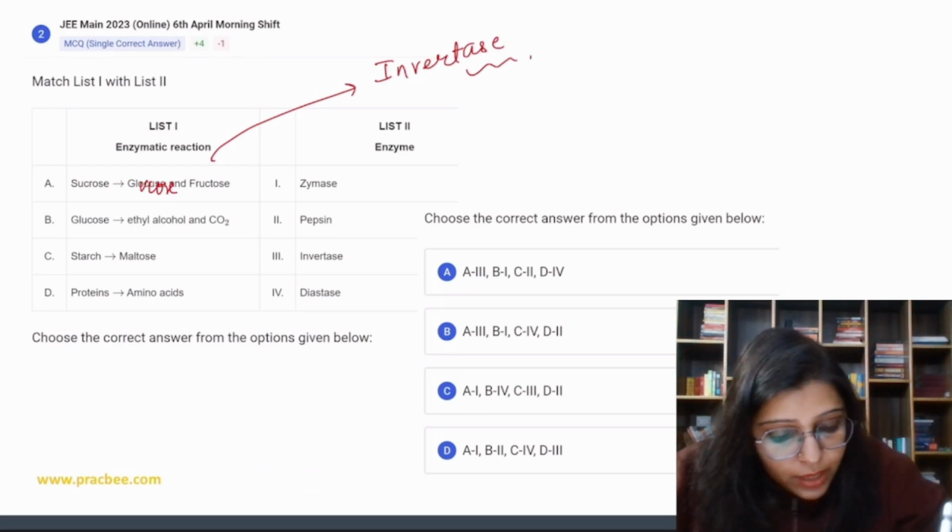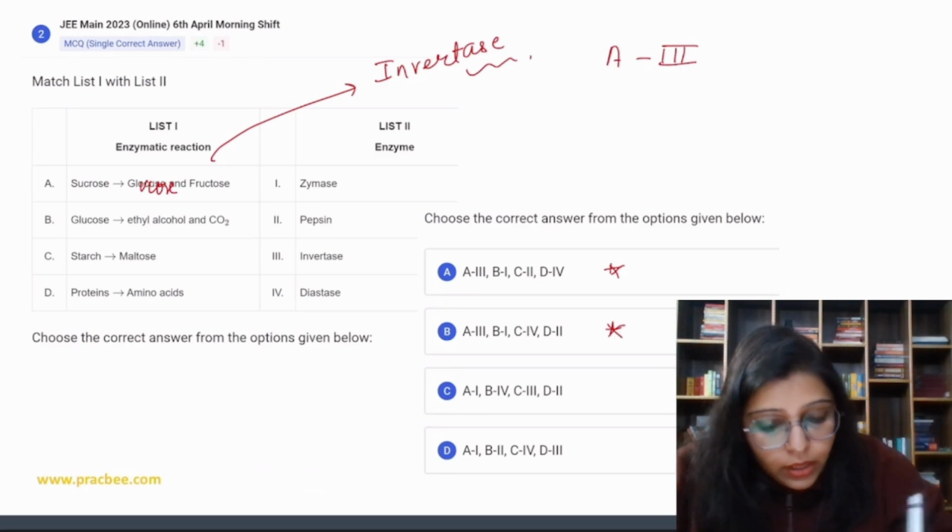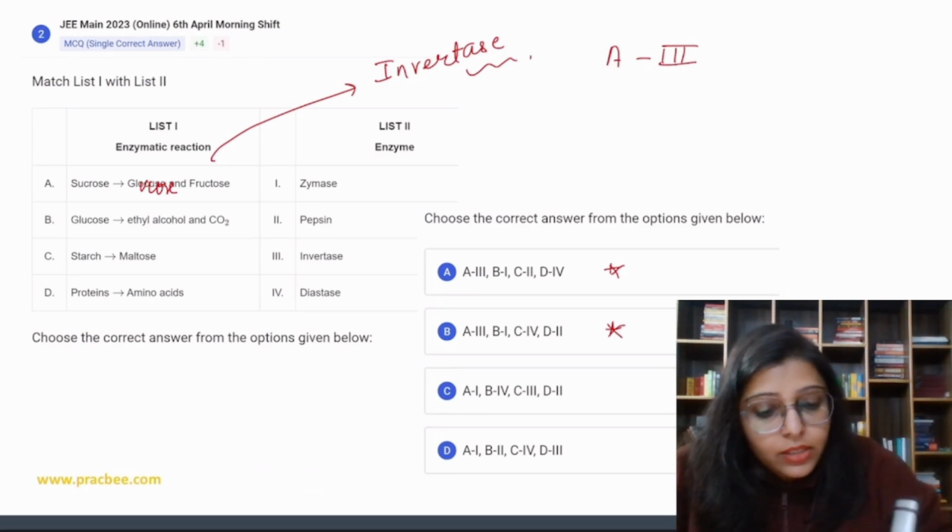So A can be matched with third. So we have two options with respect to that, A and B. Now glucose to ethyl alcohol and CO2, so that is zymase. So B can be matched with first.